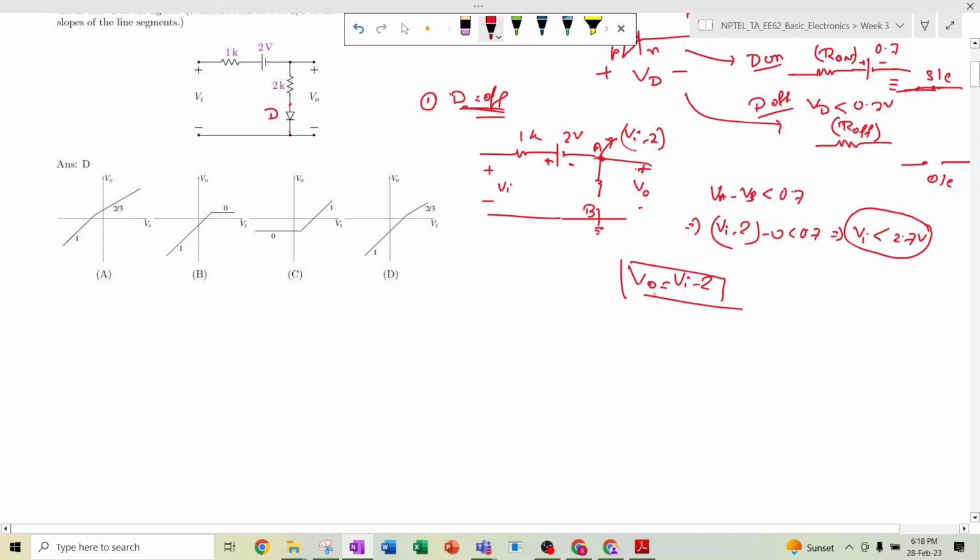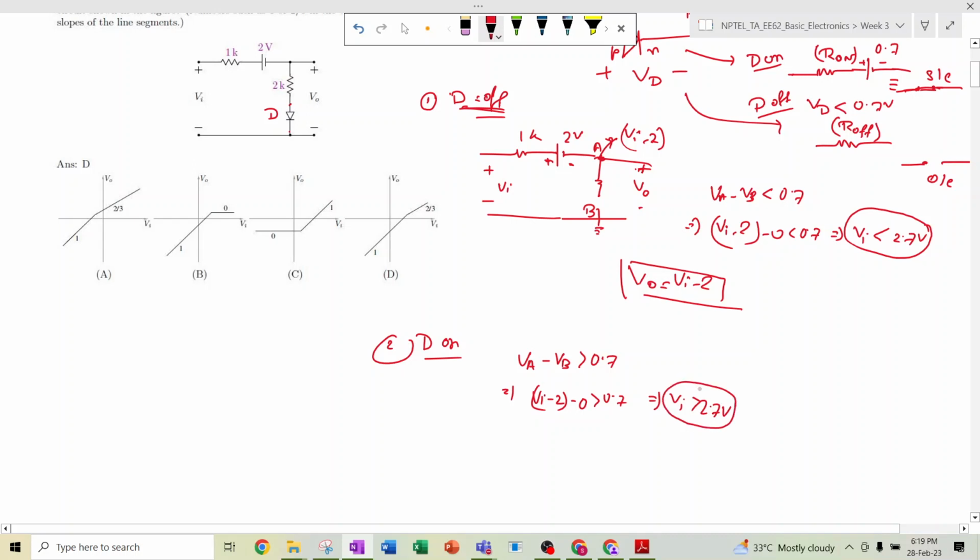Similarly, when will the diode be on? The second case is diode on. The diode will be on when VA minus VB is greater than 0.7 volt. So VA is Vi minus 2, VB is 0, and this is greater than 0.7, which is nothing but Vi greater than 2.7 volt.